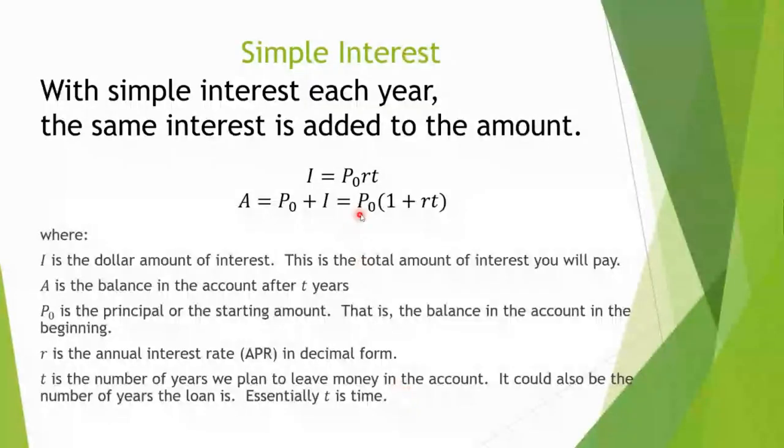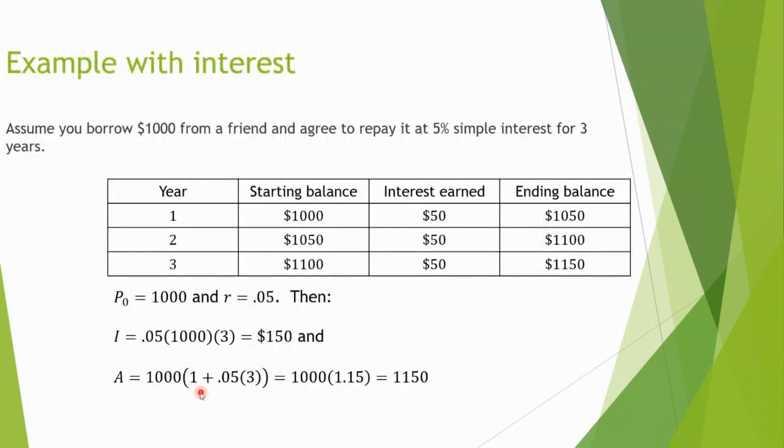Wait, sorry, wrong way. But this is what we're using. Sorry, my brain spaced out for a second. This is what we're using here: P0 times 1 plus R times T. Okay? All right. Essentially, again, we're adding P0 to I. But this is just mathematically the same thing.